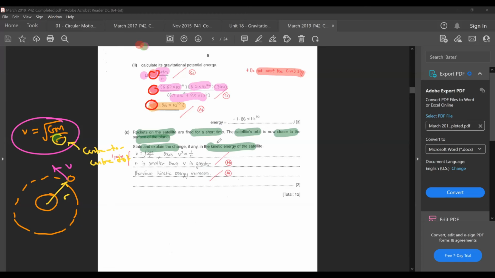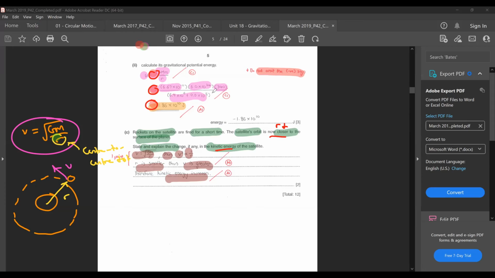Okay, so in your case, you want to explain what happens to the speed because you want to explain kinetic energy. So how would you relate the speed with your radius? Because they tell you that your satellite orbit is now closer to the surface of the planet. That means R is dropping. So you can make use of what you just did earlier, where you say that linear speed is square root of GM over r, so that v squared is inversely proportional to r. When your r is smaller, your v is greater. Therefore, kinetic energy increases. Just like that.